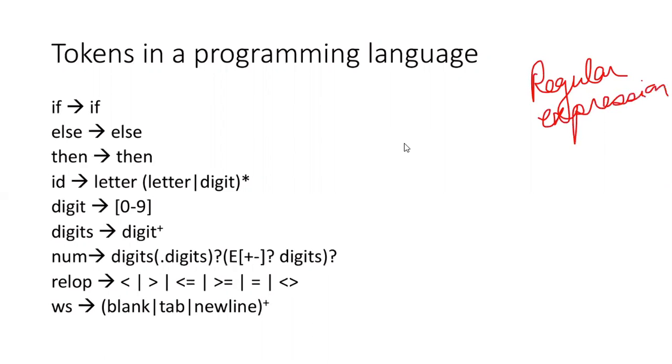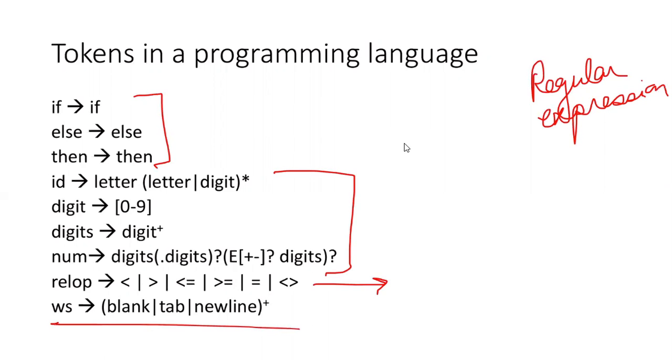So in this example, you can see for certain keywords, I have some regular expressions. For numbers, identifiers and digits, I have another set of regular expressions. For relational operators, I have another set. And the last one here is WS, which stands for white space. White space basically means more than one of these characters: blanks, tabs or new lines.